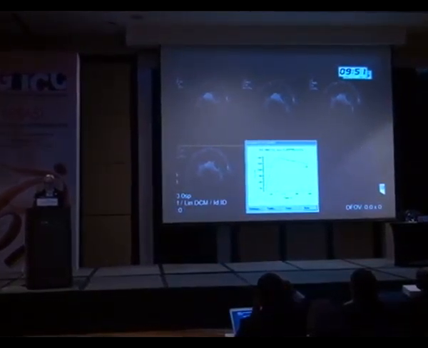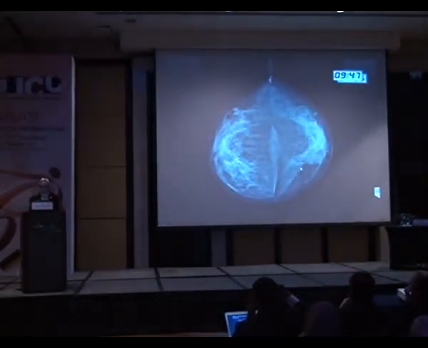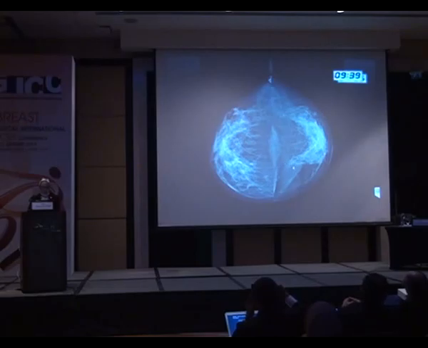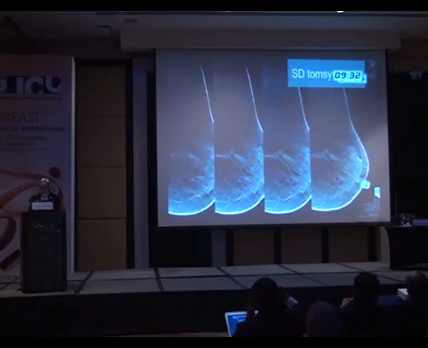The lesion gives type 3 curve with positive washout, which is an indication of malignancy. As you can see here, it's only very subtle asymmetric density. If you compare to the other side, we have here a small asymmetric density. It's also seen in the other view. We have a small asymmetric density here.